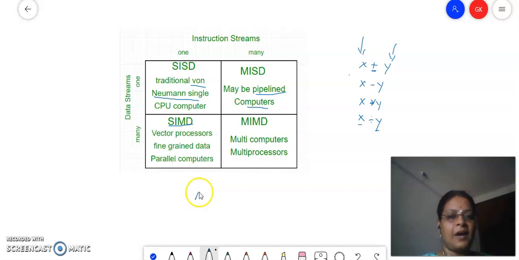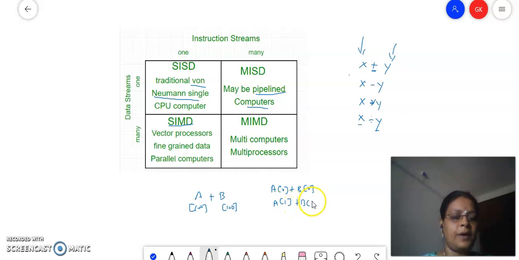I have arrays A and B, and each array has 100 elements, so A of 100 and B of 100. If you want to perform addition on these two arrays, you are required to perform A of 0 plus B of 0, and then A of 1 plus B of 1. Like this, you add all the array elements, up to A of 99 plus B of 99. So I want to perform the same operation, addition, on different elements. This A and B is a set of 100 elements.